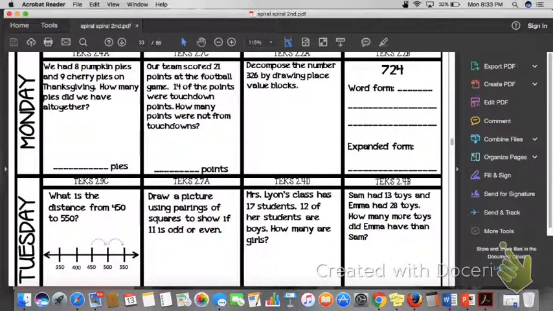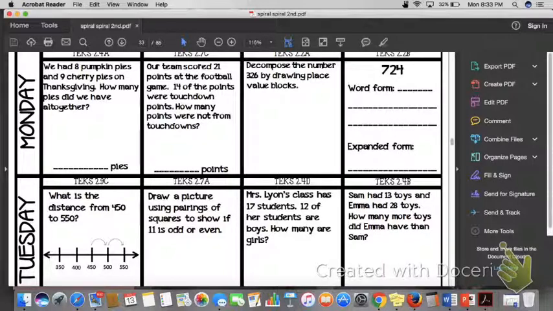Remember to have your checklist ready, and every time you get something correct, you put a check mark on your checklist, and when you get it incorrect, you put an X on your checklist. When you get it incorrect, I want you to erase what you have and write the correct steps and the correct answer on your paper.